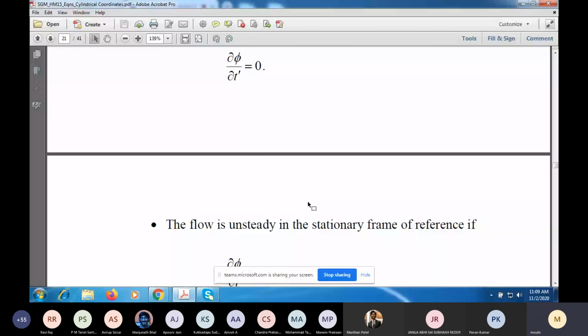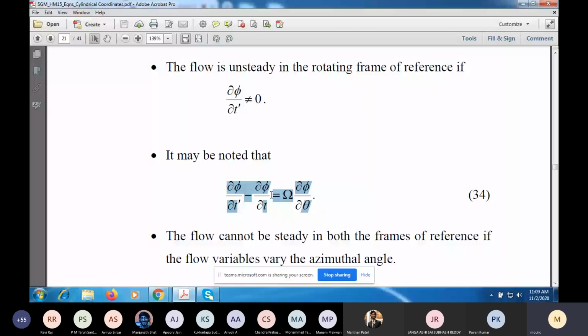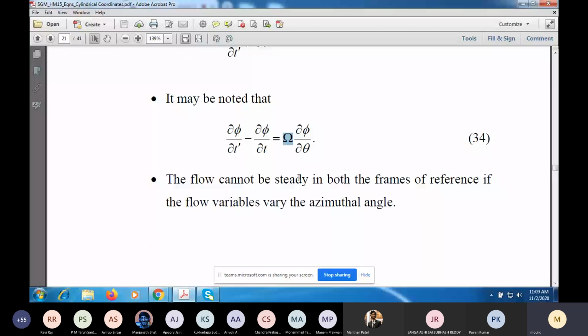Now, if you look at the difference between these two derivatives, the time rate of change in the rotating frame and the time rate of change in the stationary frame, you see it is omega ∂/∂θ of the flow quantity. Here omega is non-zero. So, if ∂/∂θ is non-zero, then this difference is non-zero. That means both ∂/∂t and ∂/∂t' cannot be zero. So, the flow is steady in one of the two frames, not in both.